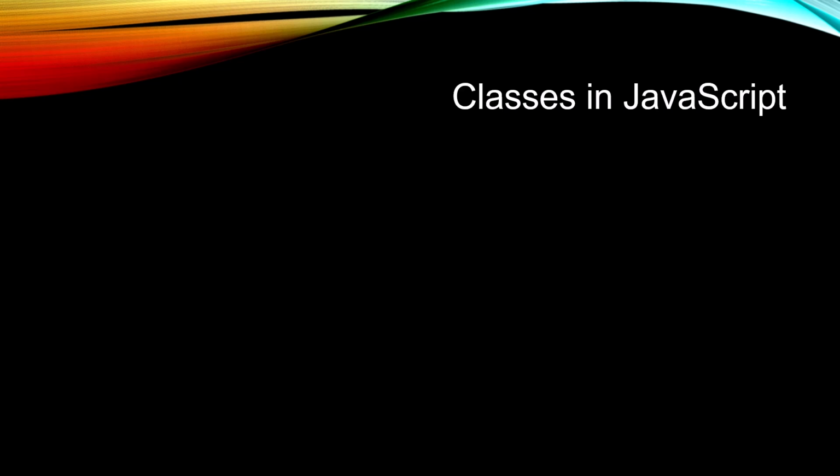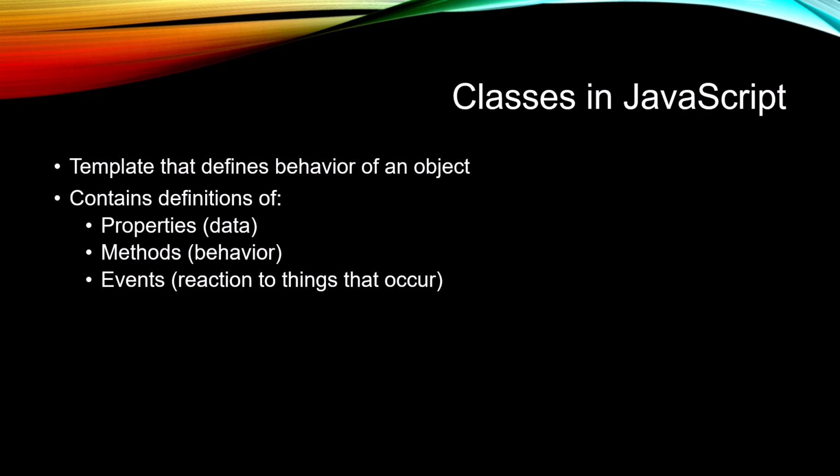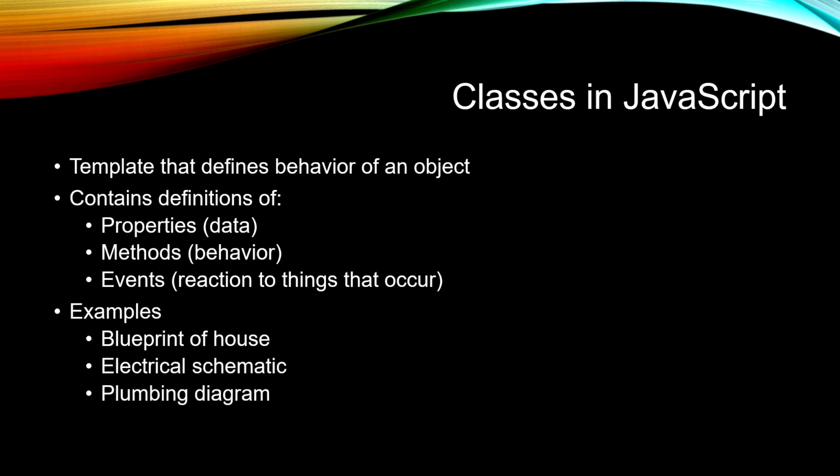What are classes? Well, classes are simply templates that define the behavior of an object. They contain definitions of properties or data, methods, behavior, things that operate upon that data, and can even include events, reactions to things that occur. So examples of classes might be things like a blueprint of a house, an electrical schematic, a plumbing diagram. These are all things that are a template, but aren't something that you can touch in the real world.